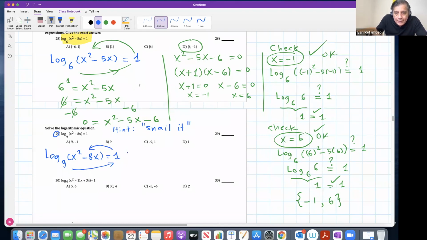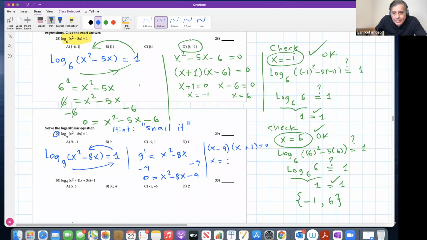It's nailing it. 9 raised to 1 should be equal to x squared minus 8x. Bring 9 to the right side so that you can have 0 on the other side: x squared minus 8x minus 9. Factor. You need two numbers whose multiplication is -9, whose sum is -8. After some trial and error, those numbers are -9 and 1. Minus 9 plus 1 equals -8. From there, the candidates are 9 and -1.